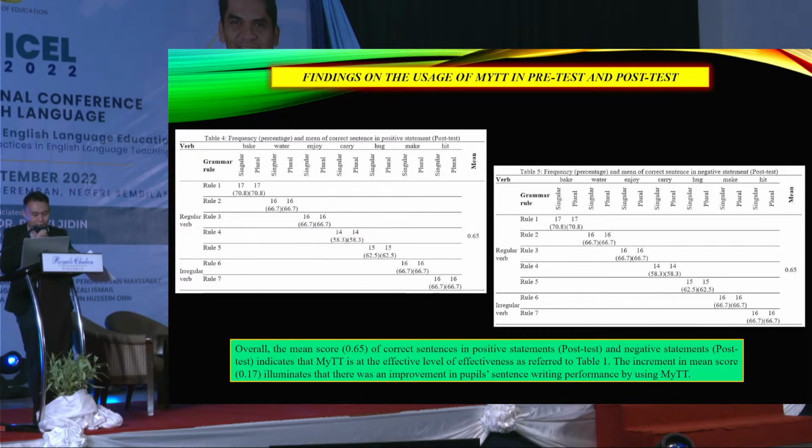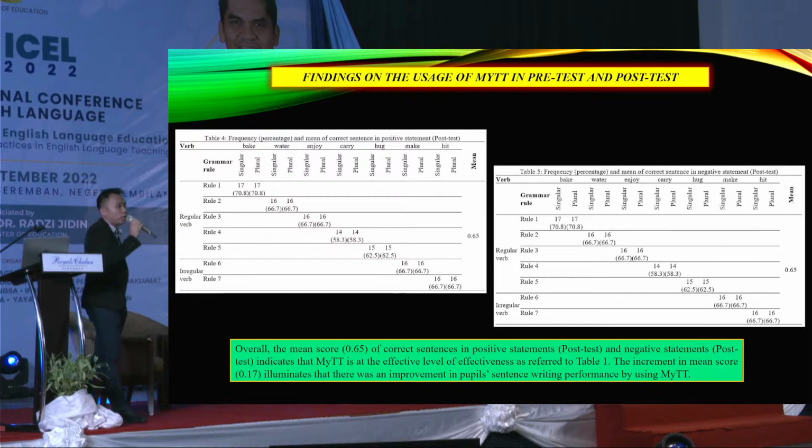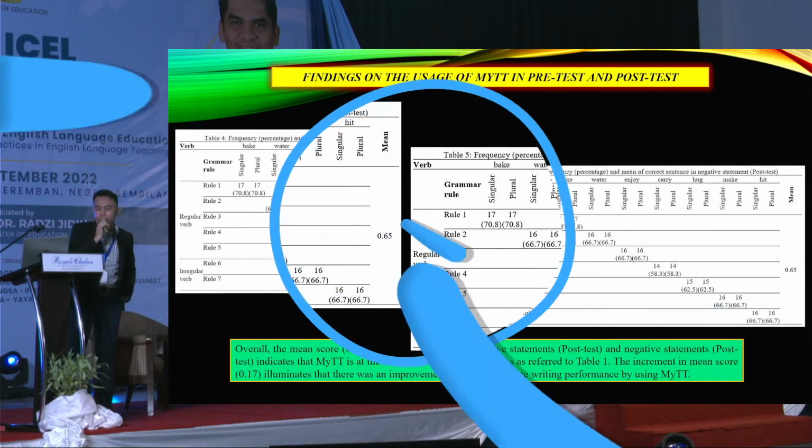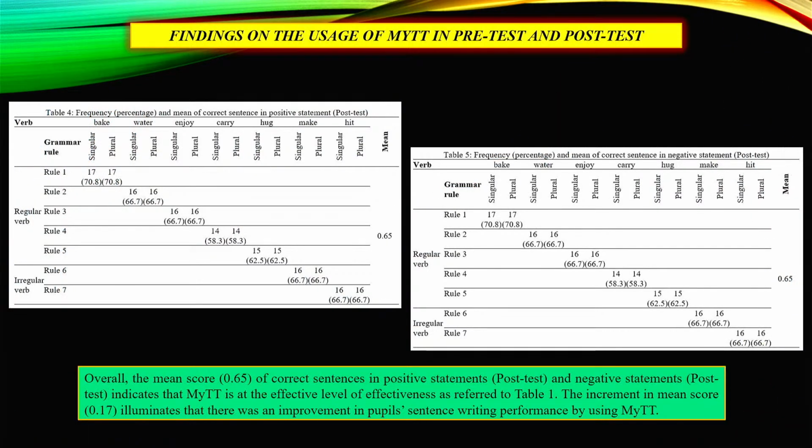Okay, so we look at table number 4. Table number 4 and table number 5 are the verbs which I use in past tense. So the regular verbs were bake, water, enjoy, carry, hug. And the irregular verbs were make and hit. All right. So we look at rule number 2 and rule number 3 in positive statement. There were 16 pupils able to apply these rules.